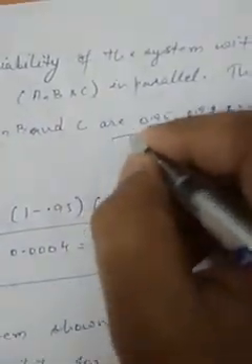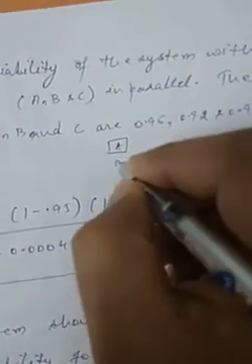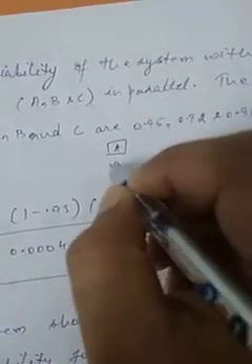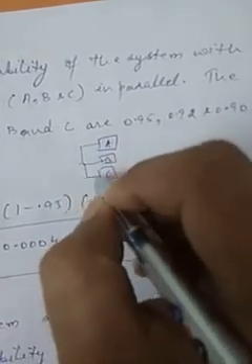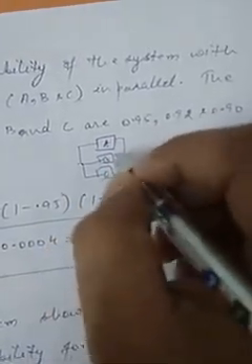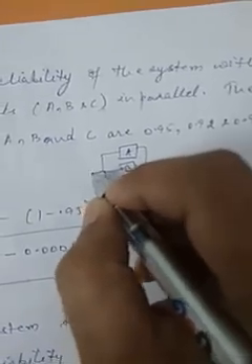So there are three components like this. This is component A, B and C. All are connected in parallel, in this type of arrangement. So we have to find the reliability of the system.